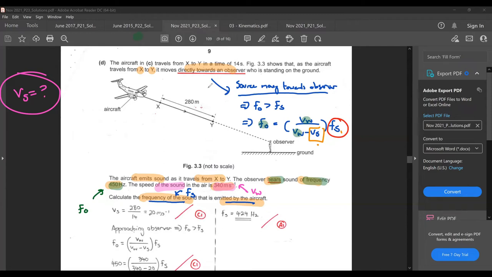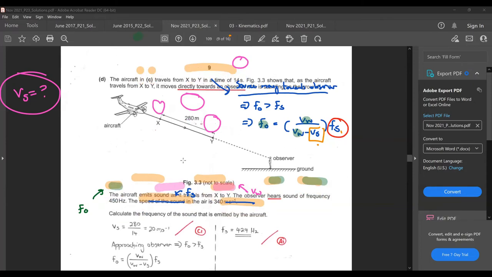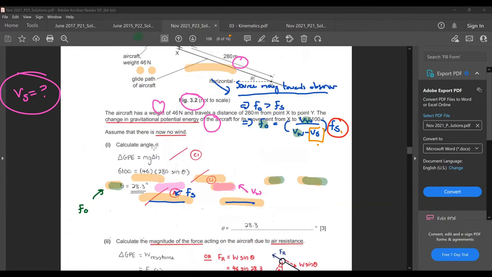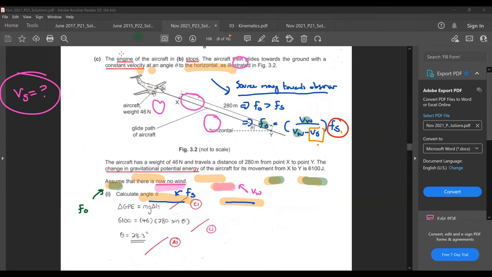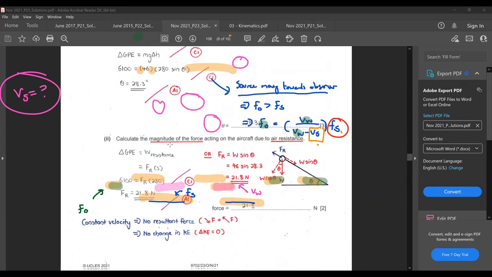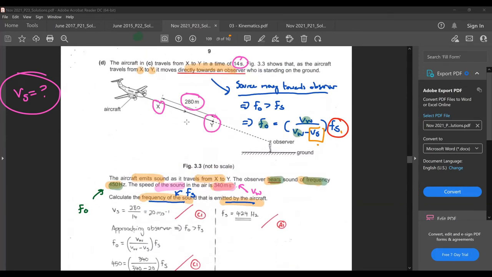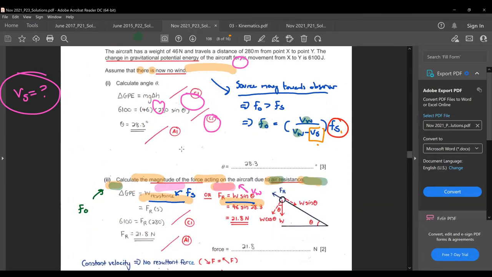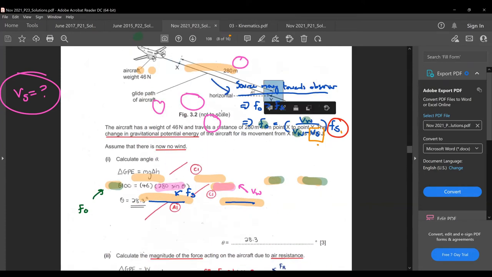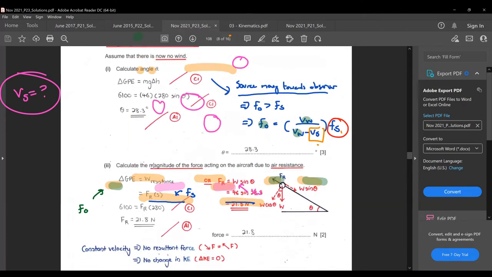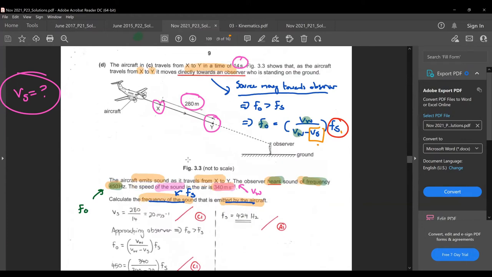Now, one of the things that they did give you was this. If you read the question again, they mentioned that from X to Y, it took 14 seconds and the distance traveled is 280 meters. You can assume that they're moving with constant velocity, since in the previous part, they already mentioned that when the aircraft is gliding downwards, it was moving with constant velocity. You see, they're still using the same points, X to Y, so constant velocity still applies here.